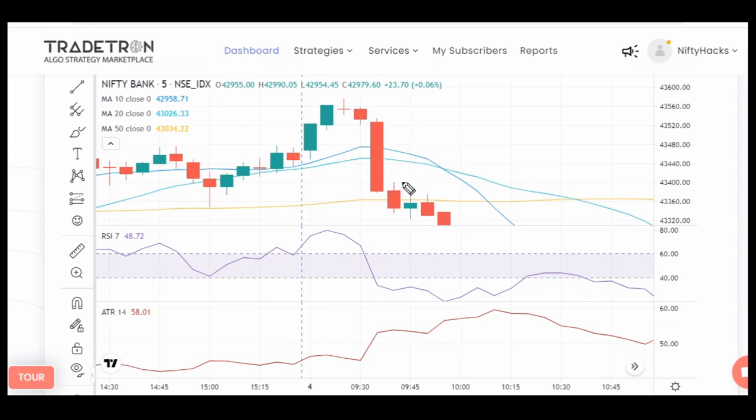Another thing, whether the previous candle close was below all the three moving averages or not, that is also true. Now it will check whether RSI is below 40 or not on this candle. Yes, that is also true. Then it will check, as we want to trade on the put side, whether any active put or call trade is there. No, so then we are good to go.